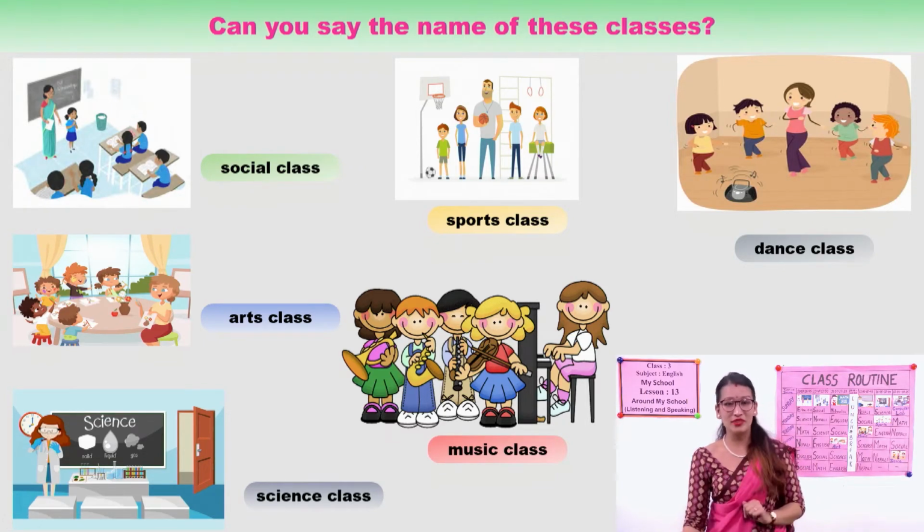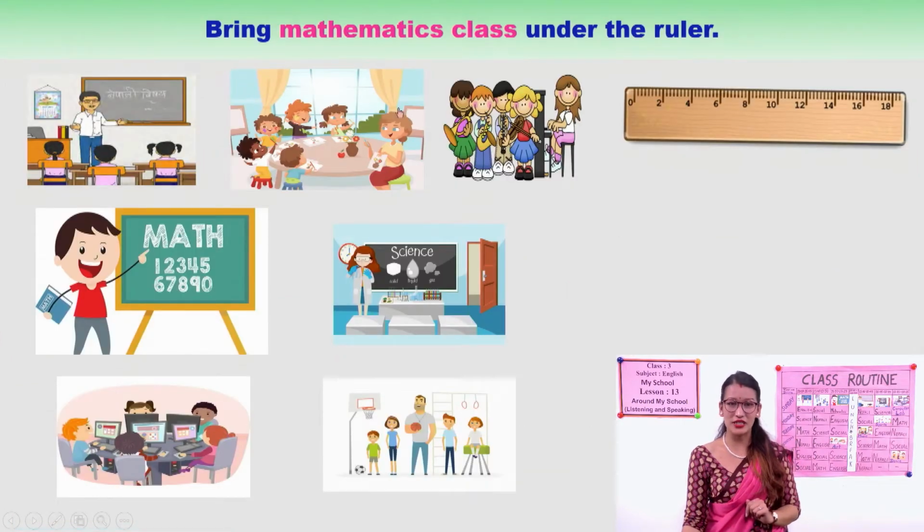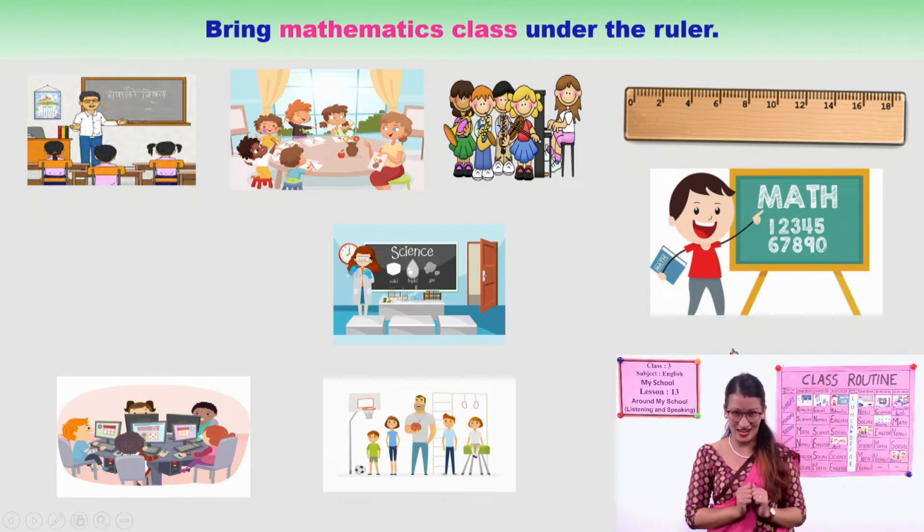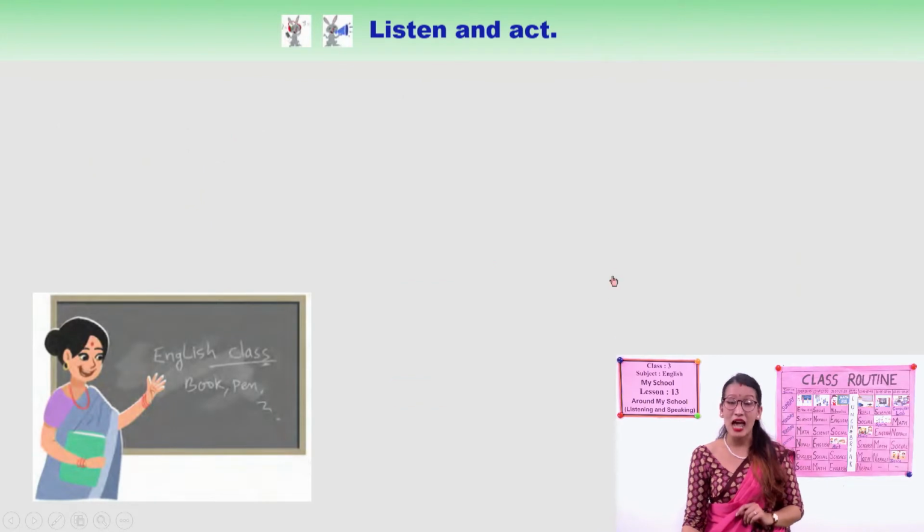Okay. Now let us see what is here. Bring mathematics class under the ruler. Ruler is here. Now which is mathematics class? Let's take it there. Is it correct? Yes. Good. Now, listen and act.